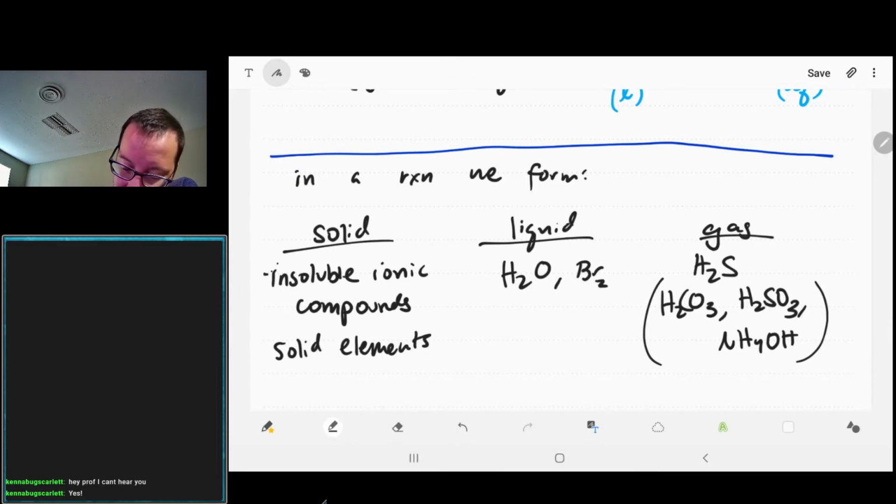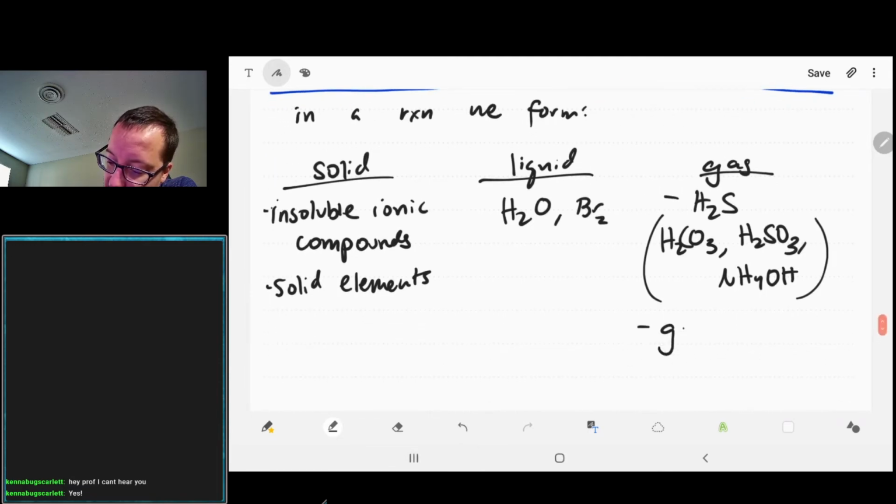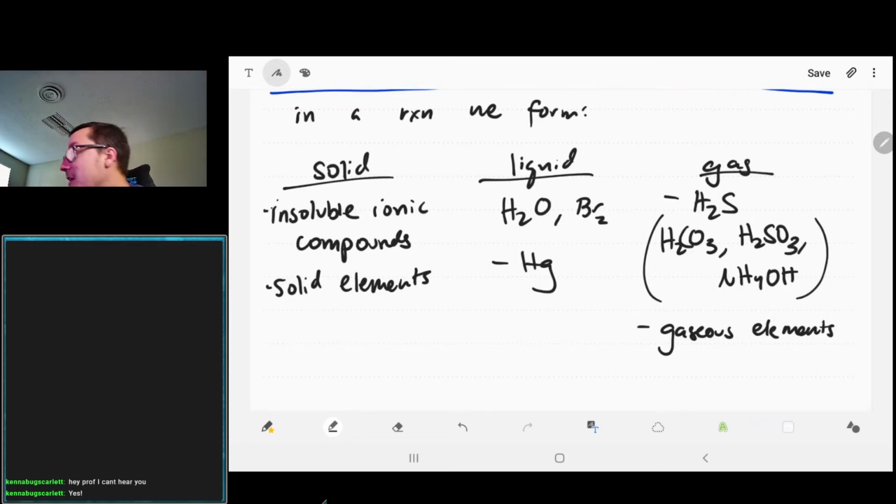Kind of have two ways to do that. And then we have the gaseous elements. Could also be gases. And why not? Let's just throw mercury on there as well, because why not? Even though, again, it's not a very common thing that we're going to see.